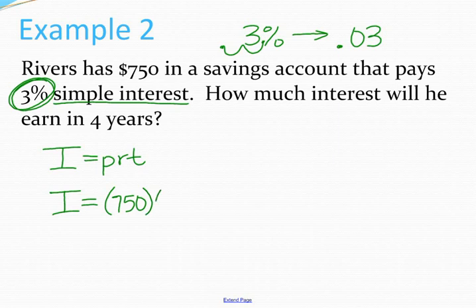And we have our rate, which we've changed into a decimal. And we have our time, which is already in years, 4 years. If it's not in years, we have to change it. This is another simple problem where we just have to multiply 750 times 300 times 4, and we end up with 90. Now, once again, interest is money, so this is $90.